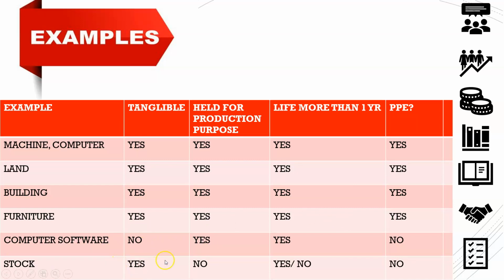But since it is not a tangible asset, all three conditions that are important for plant, property and equipment are not satisfied, and therefore it is not a plant, property, equipment.